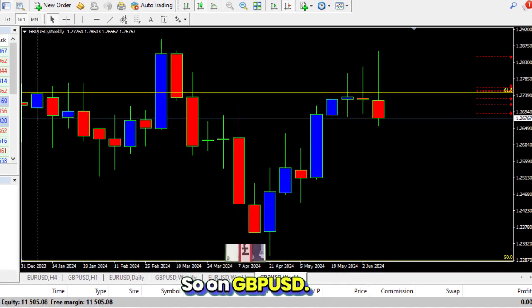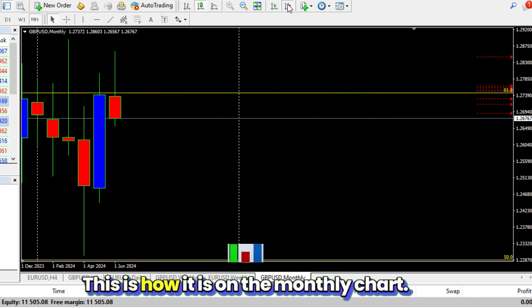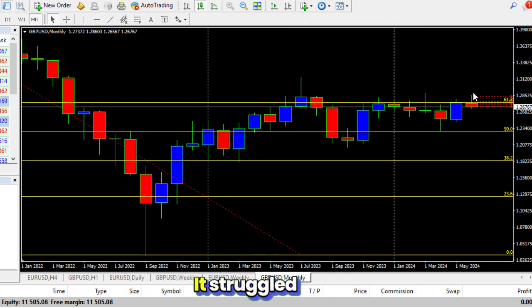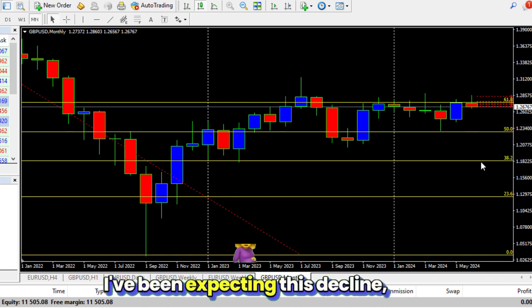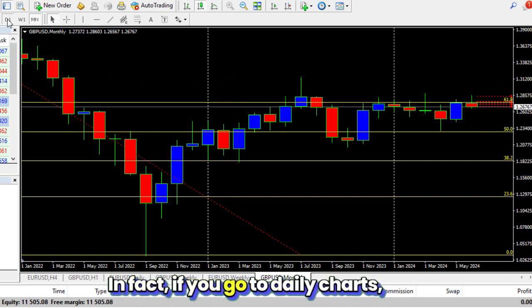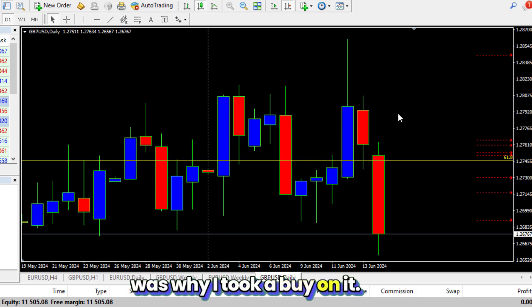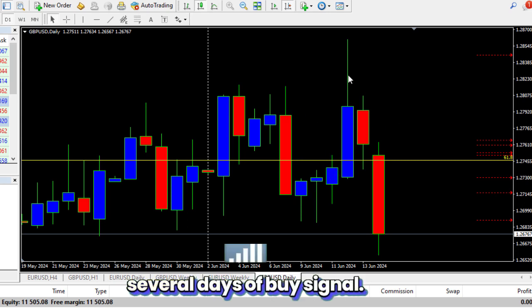On Pound USD, let's first go to the monthly chart. This is how it is on the monthly chart. It has been struggling. It struggled so much around the 61.8. I've been expecting this decline, but it struggled. In fact, if we go to the daily chart, that was why I took a buy on it. It gave me several days of buy signal.